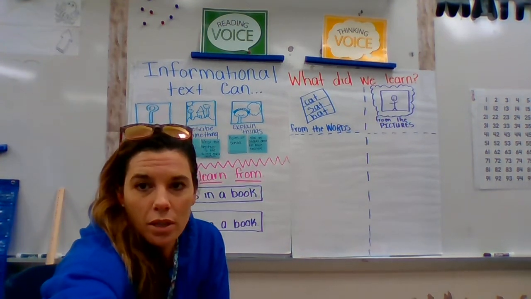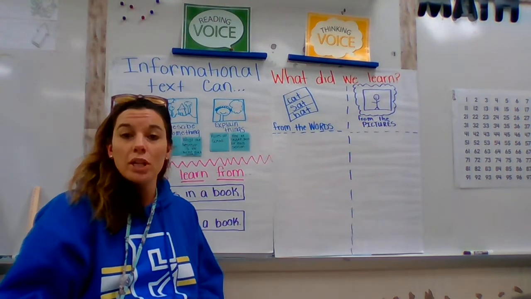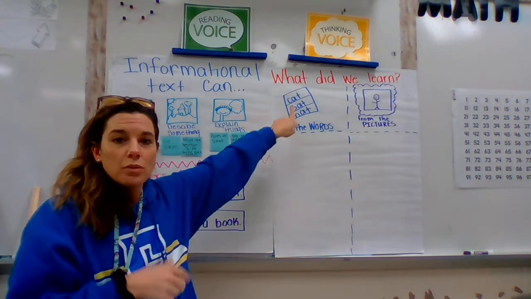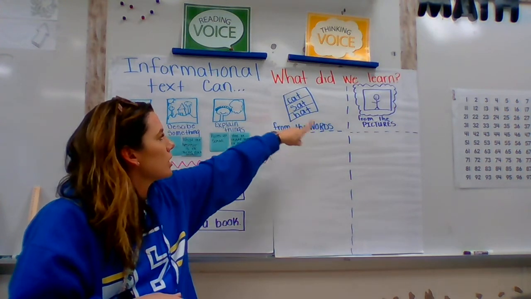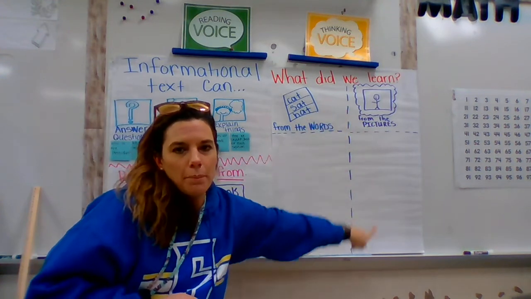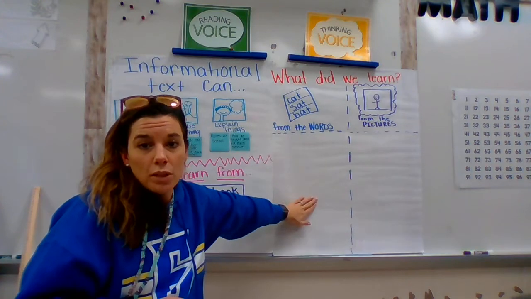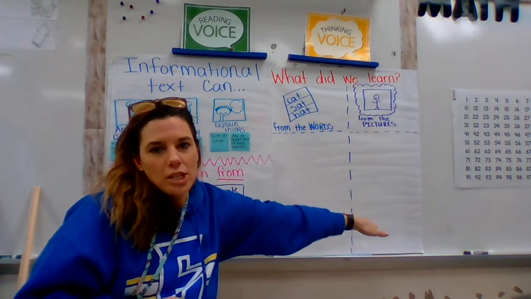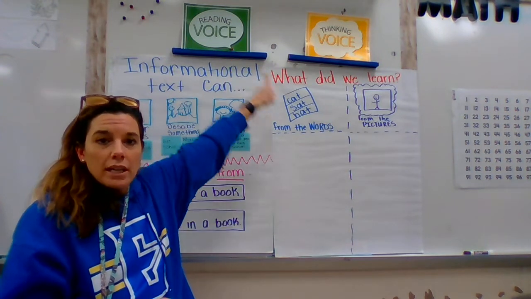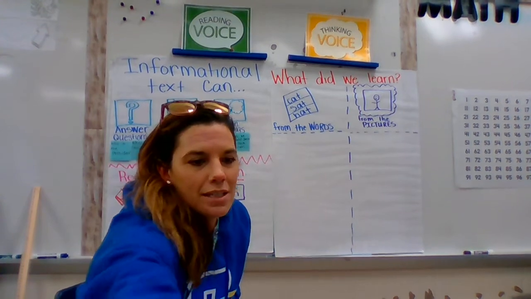So just give me 1 second. Okay, so we're going to practice right now. Actually, I am going to read a passage to you. And we're going to use this chart: What did we learn from the words and from the pictures? We're going to make a list of things we learned from the actual words and then from the pictures that we saw. Okay? So we're going to be using our reading and thinking voice for this activity. Alrighty, so let's go ahead and get started.